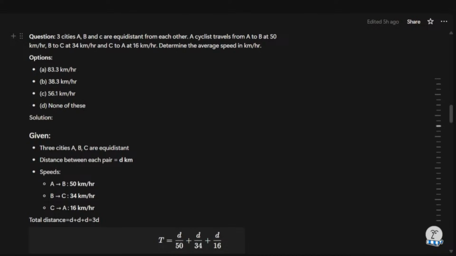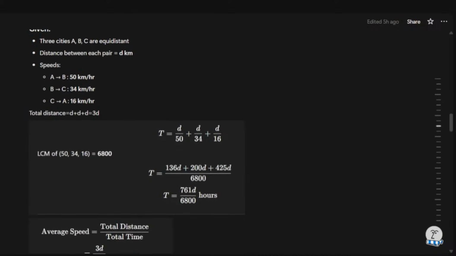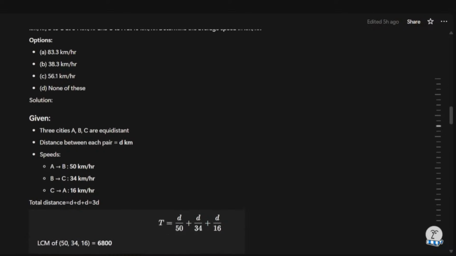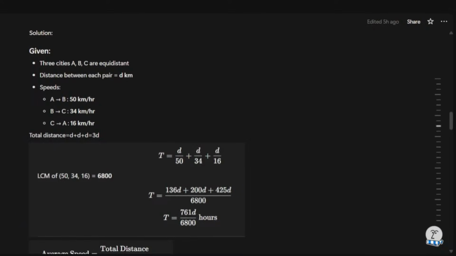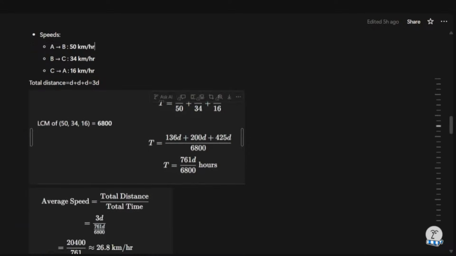First, you need to find the total distance. After that, you need to find your total time for getting the average speed. Do not average all of these speeds and provide the average of that, as that would lead to a wrong answer. So for each pair, we're going to take the distance as d kilometers, and the speed corresponding to each stretch, that is A to B, B to C, and C to A, is given as follows. The whole stretch is d plus d plus d, which is 3d. Now we are going to take the total time, because we have the total distance, which is 3d.